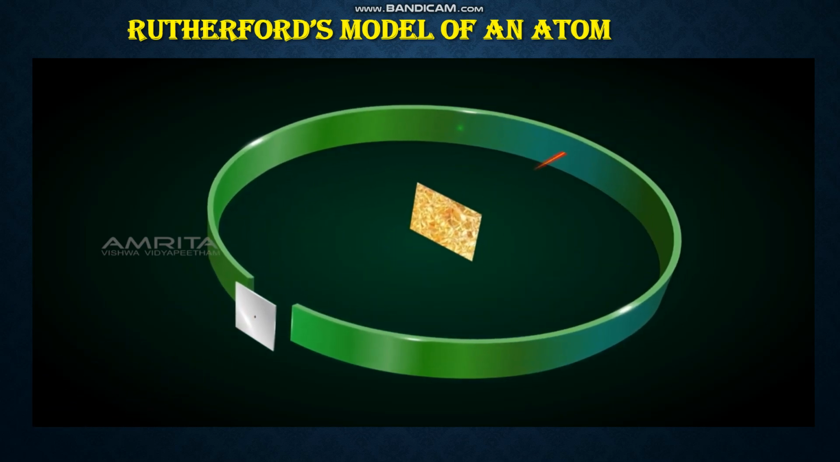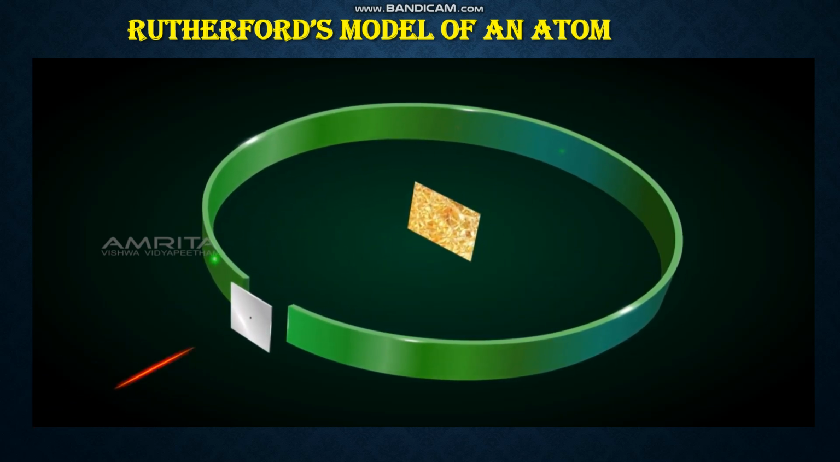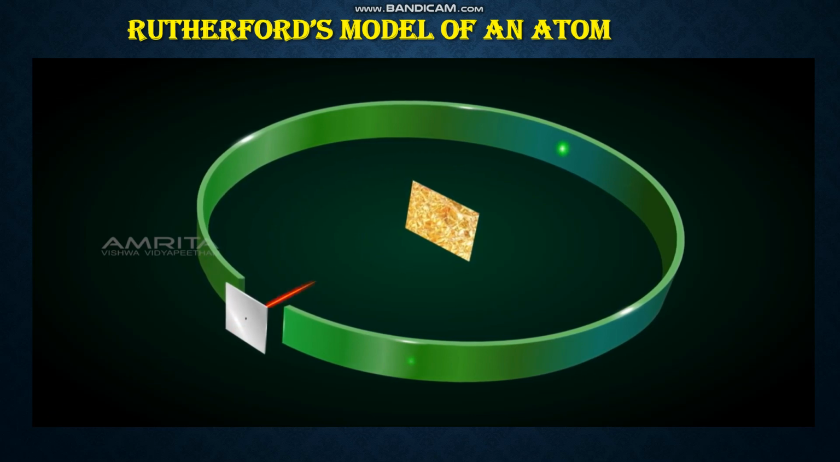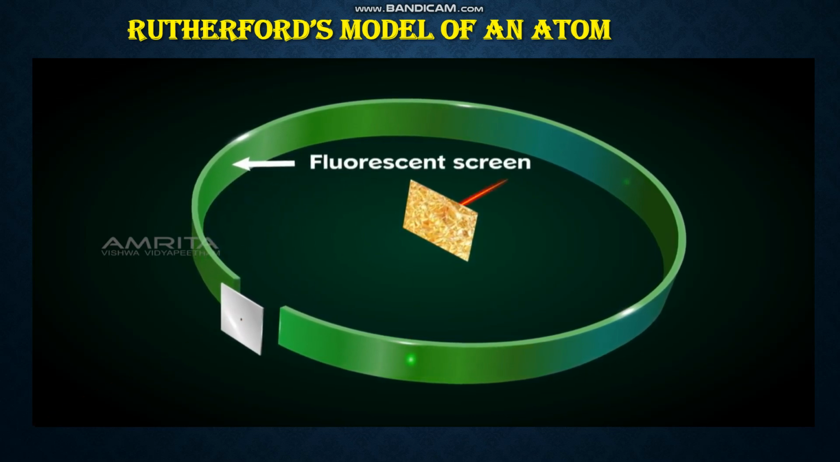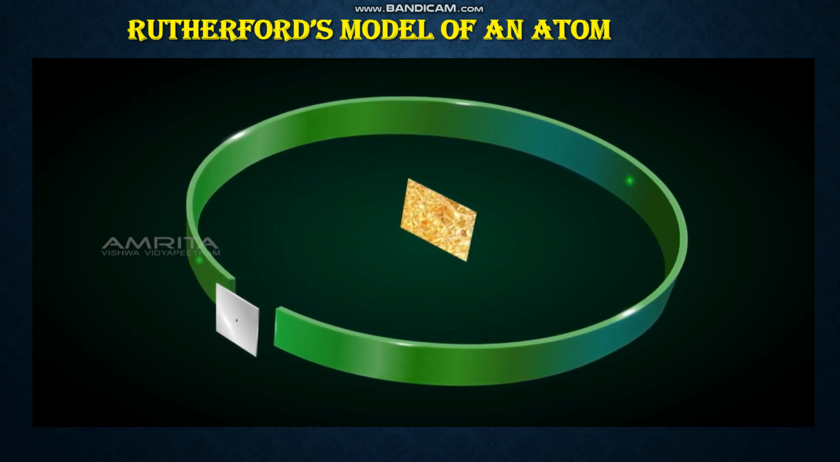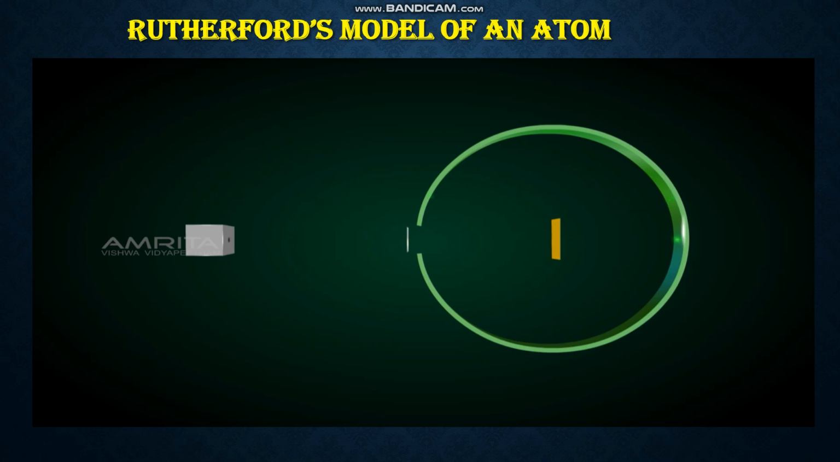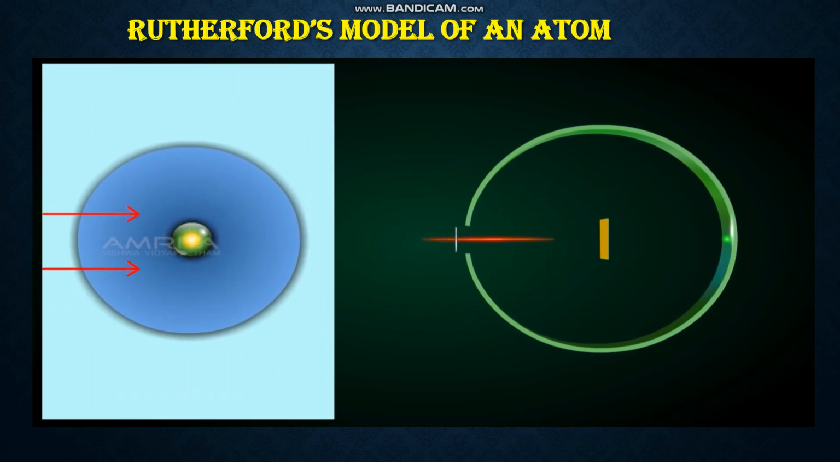The alpha particles which were scattered were detected using a detector and a circular fluorescent screen which was coated with zinc sulfide. As such, Rutherford observed that most of the alpha particles passed straight through the foil, which implied that most of the space inside the atom is empty.